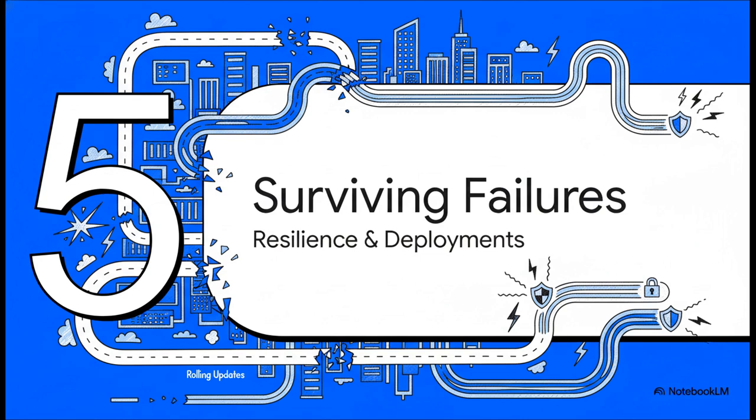Okay, traffic is flowing, things are being routed correctly, but we all know that in the real world, things go wrong. Pods fail. You need to deploy updates. How do you handle all of that without dropping a single user connection? This is where Istio's resilience features are just fantastic.